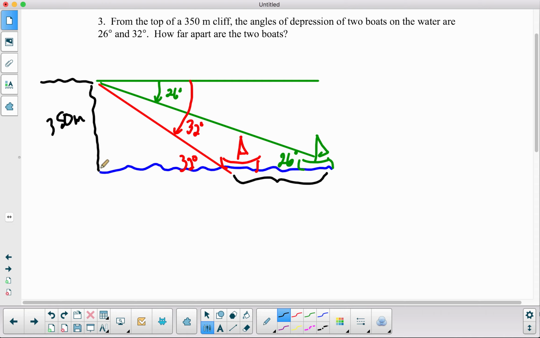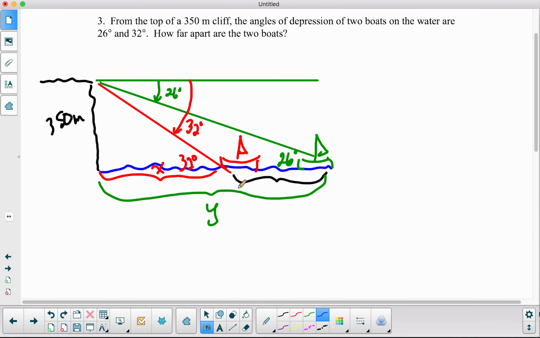Well, if we could find the length of the horizontal side of the big triangle, and then we could find the horizontal side of the little triangle, and then if we subtract those two measures, then we'd be able to answer the question. So here we have to use two triangles. So we find this horizontal side of the big green triangle, and then this horizontal side of the red triangle. So let's call this distance here, this red triangle, x, and then maybe I'll use y for this one.